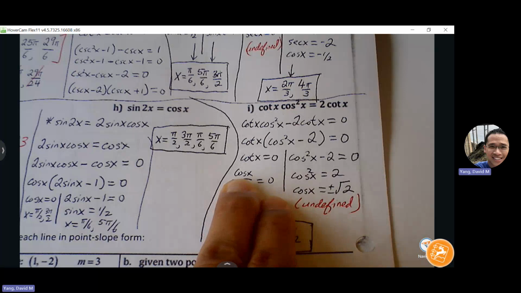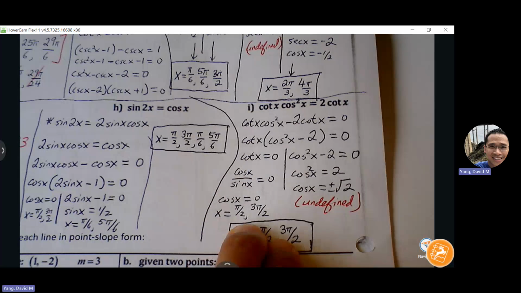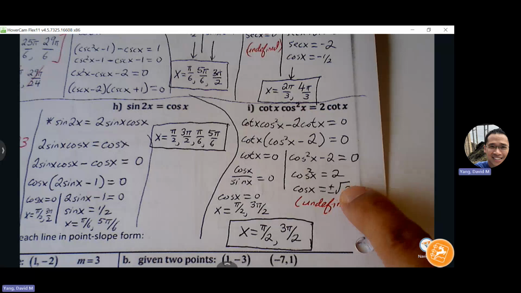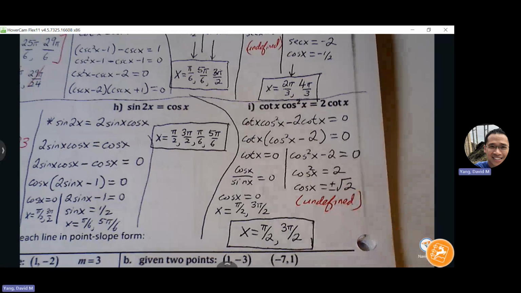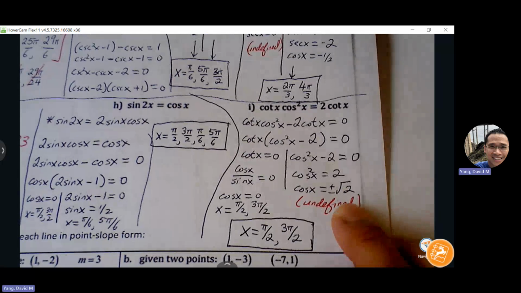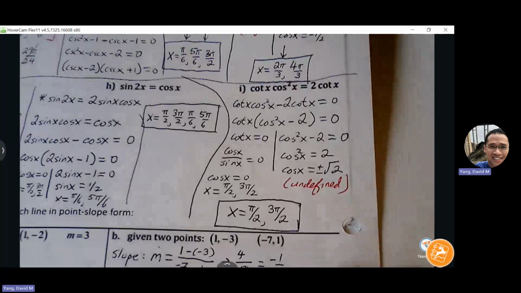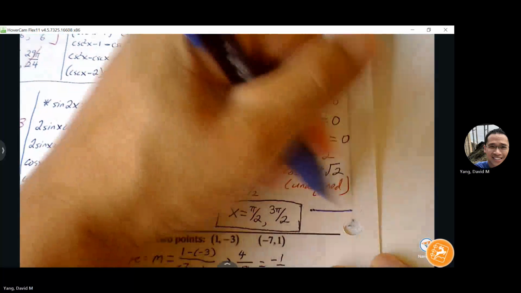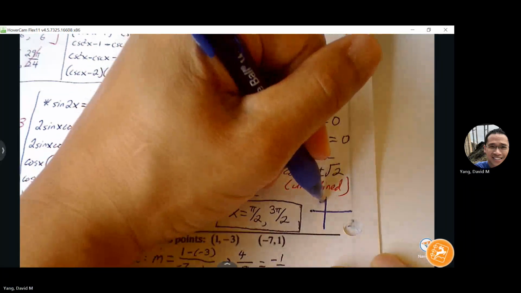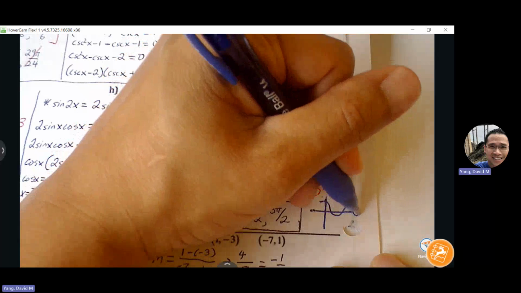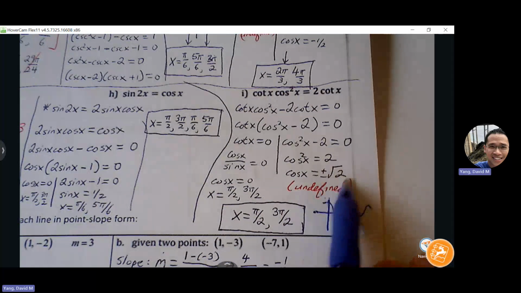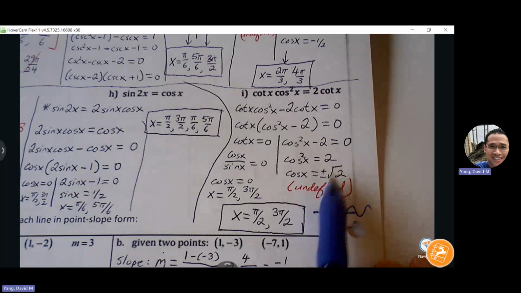Where is cosine equal to 0? Pi over 2, 3 pi over 2. And then the issue here is, if I try to solve for cosine x, I get plus or minus square root of 2. And square root of 2 is around 1.4. If you look at your cosine graph, it will look like this. It's always going to go back and forth between -1 and 1, so square root of 2 is too high for this graph to reach, so it's undefined.